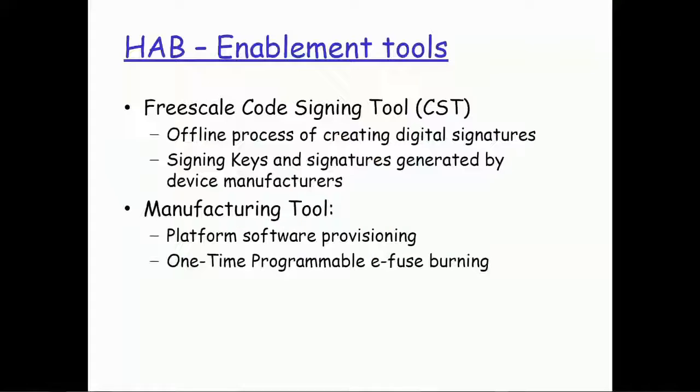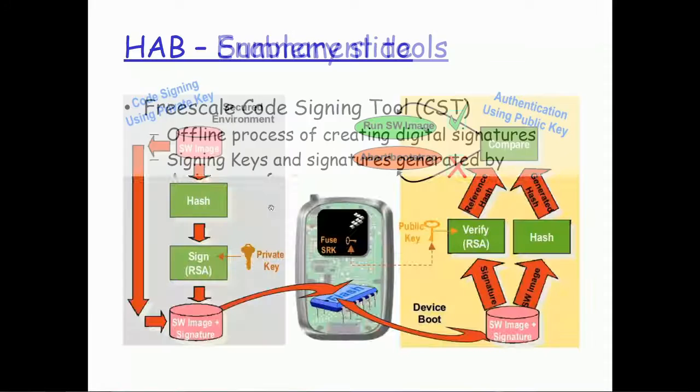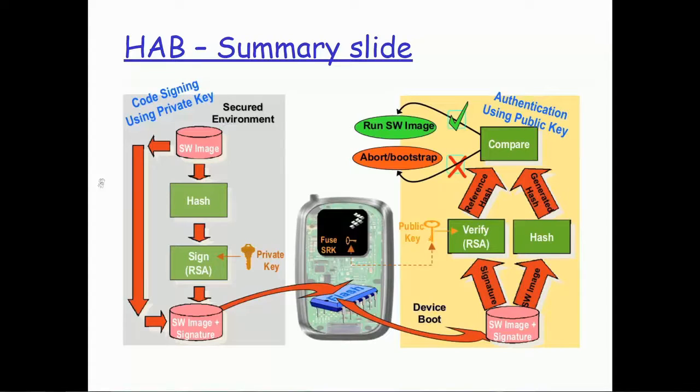So, what are the enablement tools that are required? I need something like a code signing tool. This code signing tool is going to generate my digital signature and do the signing of the keys and signatures generated by the device manufacturer. For this entire part I use a code signing tool that Freescale provides. With this I will be able to build up this concatenated image all in one shot. I just run one command.